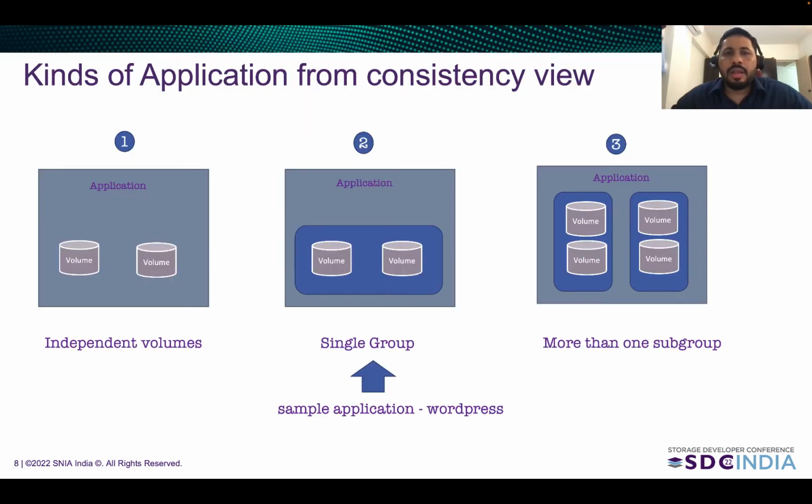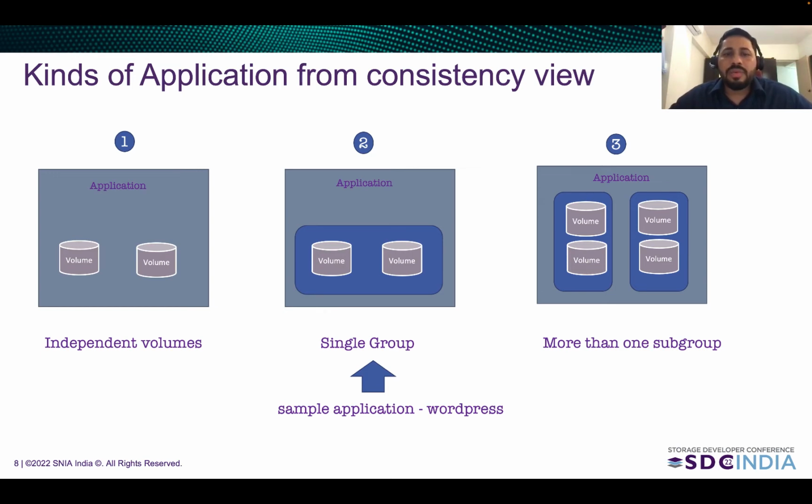Okay. Now let's take a step back and see what are the different kinds of application at a high level from a consistency view in the Kubernetes or container world. I see this as largely three different kinds of application. The first one is where you have multiple volumes, but there is no dependency between the volumes for consistency. So independent kind of volumes. So you don't require consistency in this case.